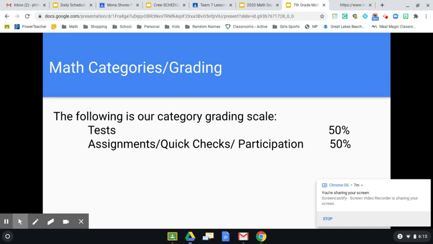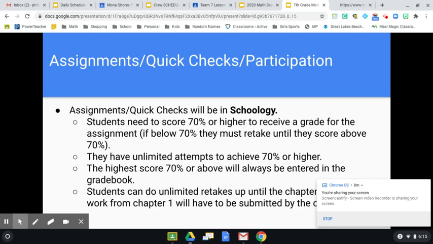So this year, this is how we're going to go through and use our grading scale. We decided to take our tests and then assignments, quick checks, and participation, and separate it into just those two categories. Each one is going to be weighted the same. Each one will be worth 50%. So let's talk about assignments and quick checks and participation first. Your assignments and your quick checks will be in Schoology.